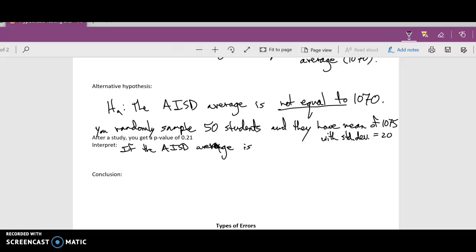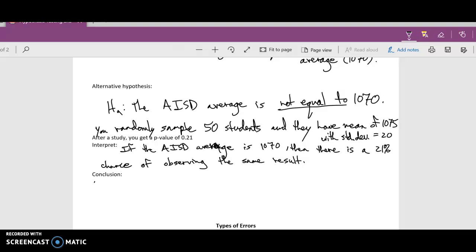All right. So where we left off in the first video is if we got this p-value at 0.21, what's the interpretation? Well, if the AISD average is 1070, so if the null is true, then there is a 0.21 or a 21% chance of observing the same result. Now, what does that mean? Well, 21%, I mean, that could happen just by chance, right?